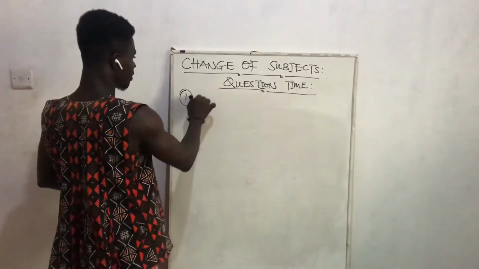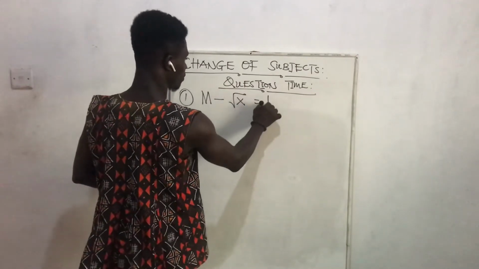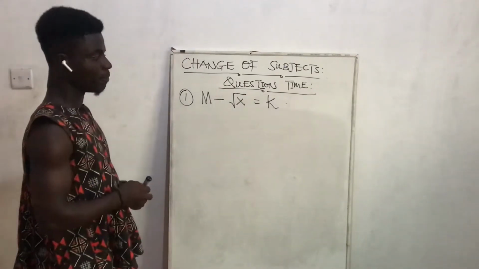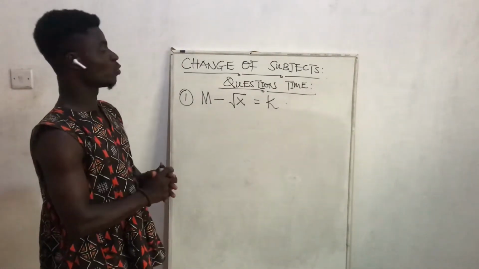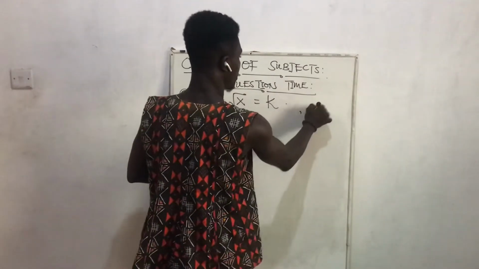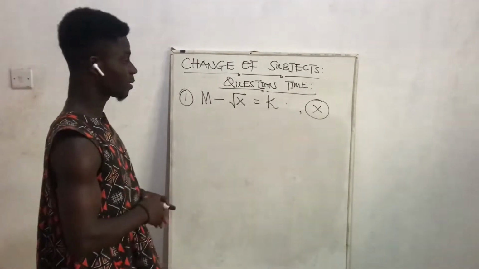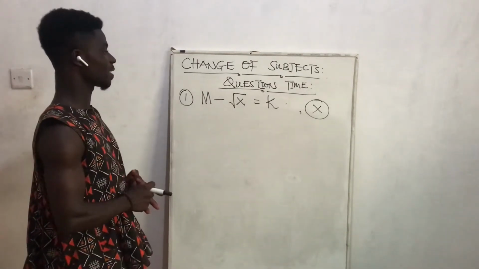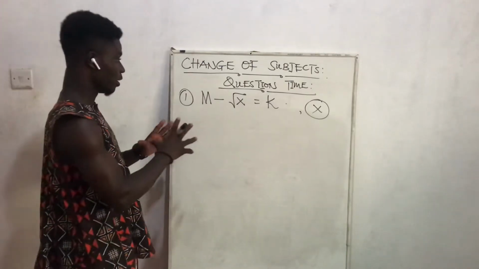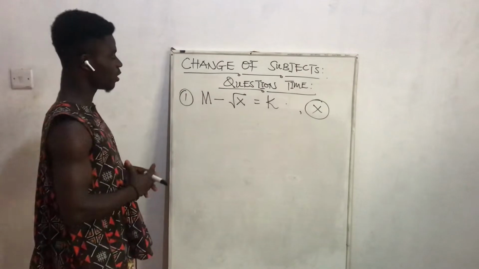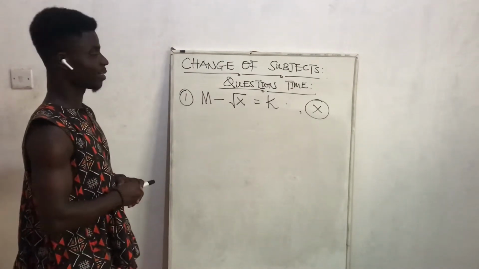We have this question: m minus root x equals k. So we are making x the subject. How can we make x the subject in this equation here? m minus square root of x equals k.